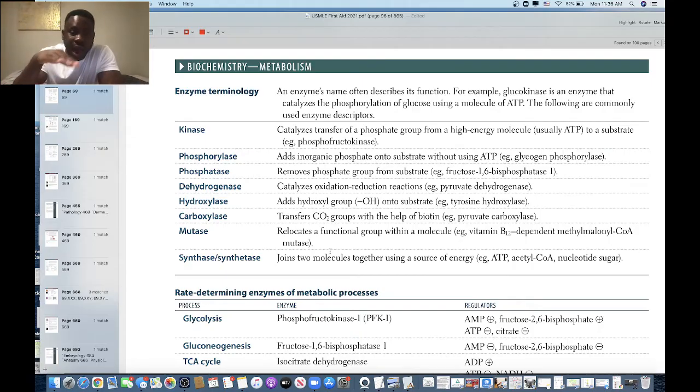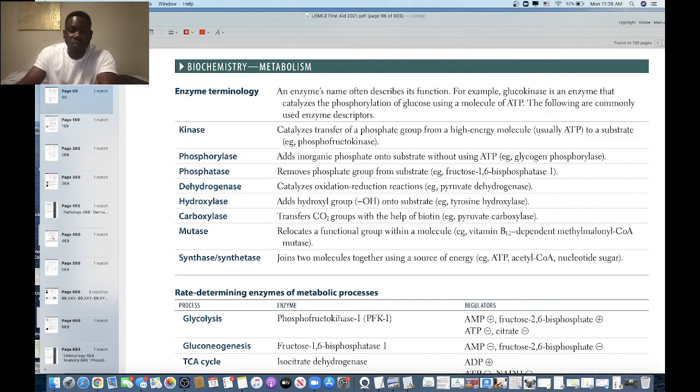So I'm going to teach you how they name the enzymes, and that will help you to understand biochemistry very well. An enzyme often is described by its function. For example, if the enzyme is removing hydrogen from something, we call it a dehydrogenase. If it's adding hydrogen, we call it a hydrogenase. If it's removing carbon, we call it a decarboxylase. If it's adding carbon, we call it a carboxylase.